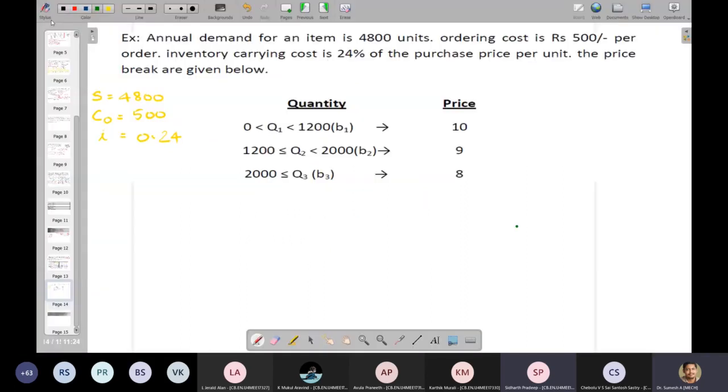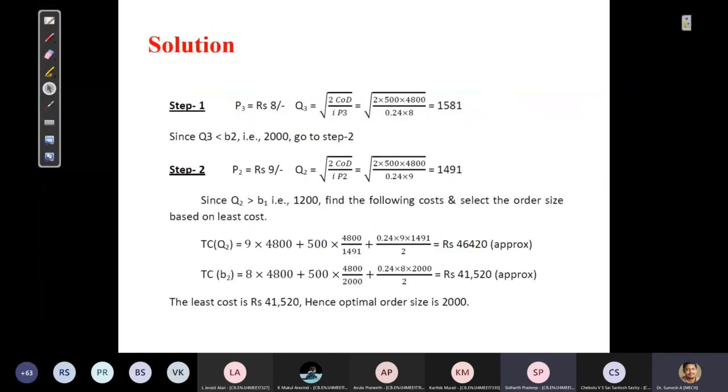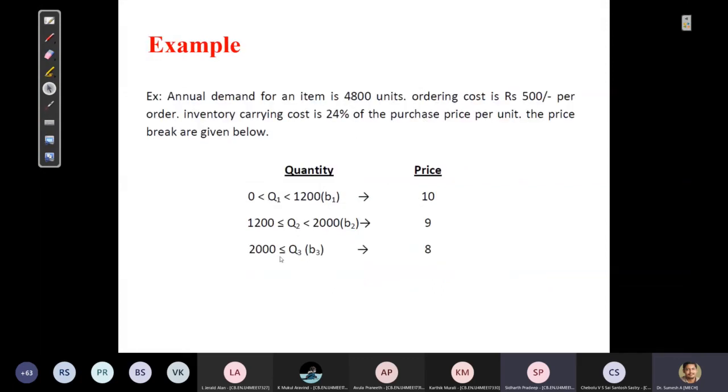So again, the same way you have calculated for the lowest, 1581. The criteria is given: 0 to 1200, 1200 to 2000, and greater than 2000. So B1, B2, B3 is given. Price is 10, 9, and 8. As I told you, we have to initially go for 8, then 9, then 10. The demand, C naught and I are given. CU3, CU2, CU1 are given. For the lowest range I calculated 1581. Does it fall under the criterion?